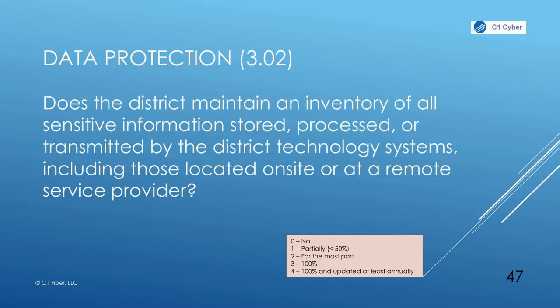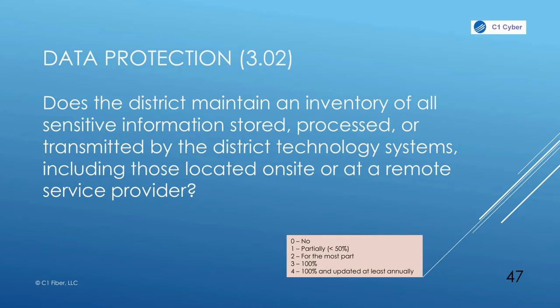Does the district maintain an inventory of all sensitive information stored, processed, or transmitted by the district technology systems, including those located on-site or at a remote service provider? Score 0 if the organization does not maintain an inventory of sensitive data. Score 1 if your organization maintains a partial inventory of sensitive data.